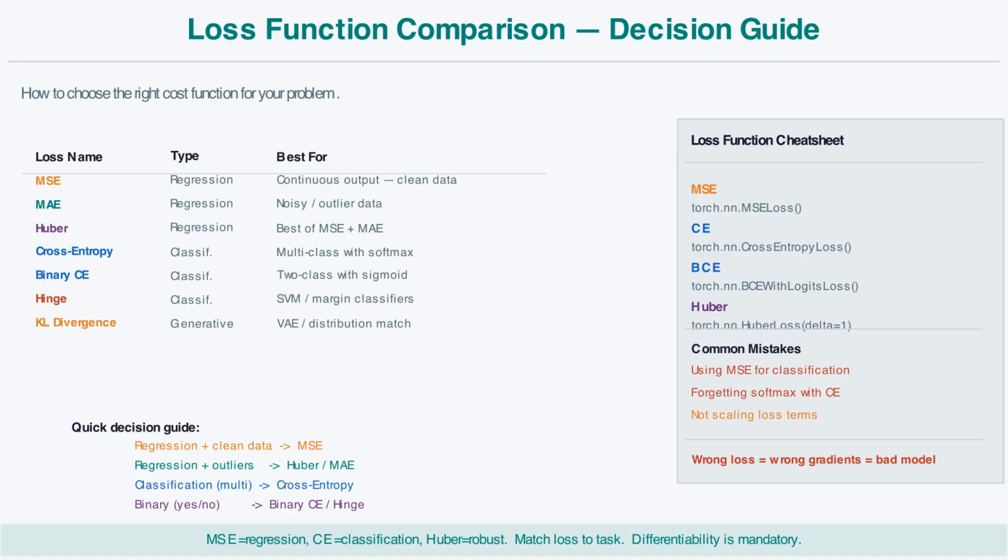The most important mistake to avoid is using MSE for classification. When your output is a probability between 0 and 1, MSE has very small gradients near the extremes, the saturation problem. Cross-entropy loss does not suffer from this because its gradient is proportional to the prediction error directly. In PyTorch, these are all one-liners: torch.nn.MSELoss, CrossEntropyLoss, BCEWithLogitsLoss, and HuberLoss with a delta parameter.